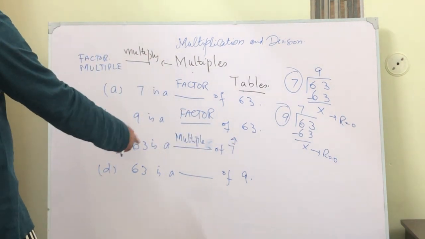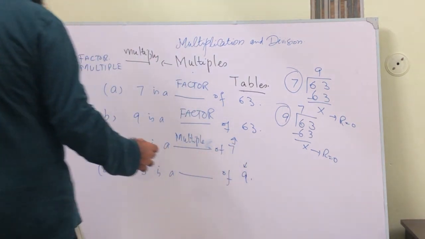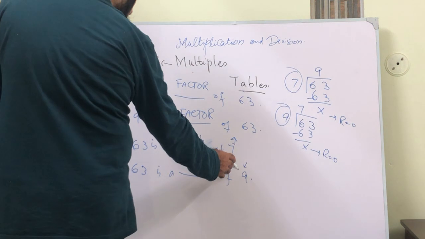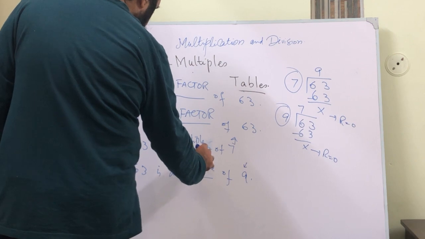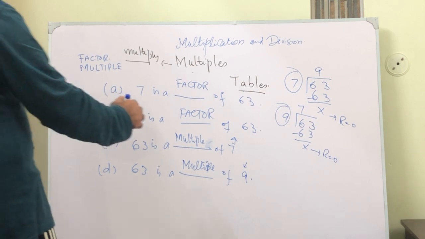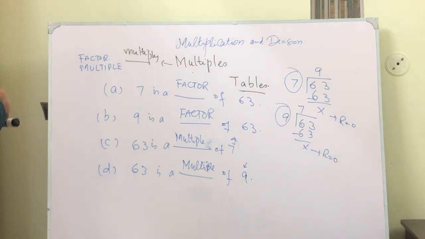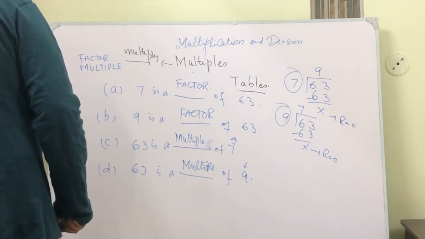Similarly, 63 is a multiple of 9. When we talk about the table of 9, we get 9 7s are 63. So 63 is a multiple of 9. Whatever comes in the table of the number is called a multiple. When we take the multiples of 9, the table of 9, we get the result 63. So we say 63 is a multiple of 9. This was on page number 33.